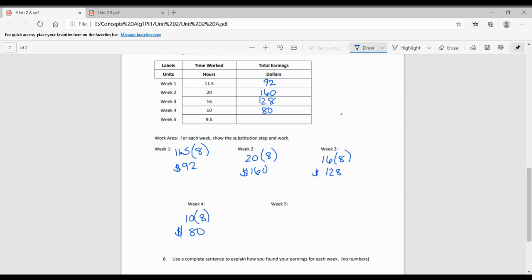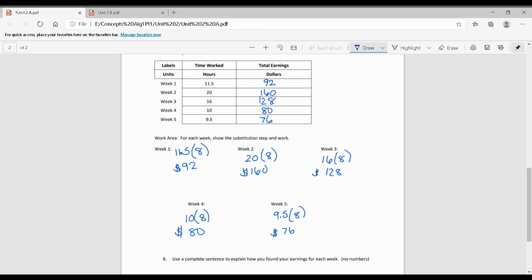Someone at home, chime in. You got this. Or type it in the chat. Last one. For you. Okay. So for week 5, 9.5 times 8 is 76. All right, very good. Thank you to all those who are participating. I really appreciate that. It helps you be engaged and get things correct too. So excellent.